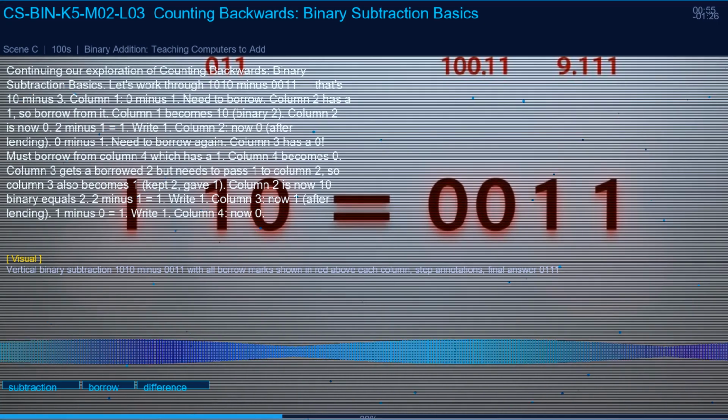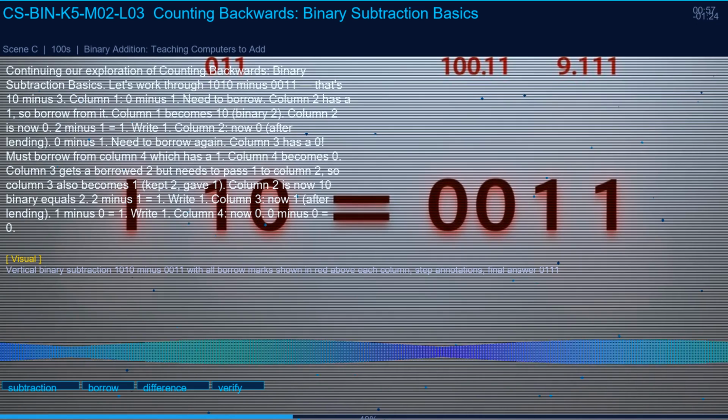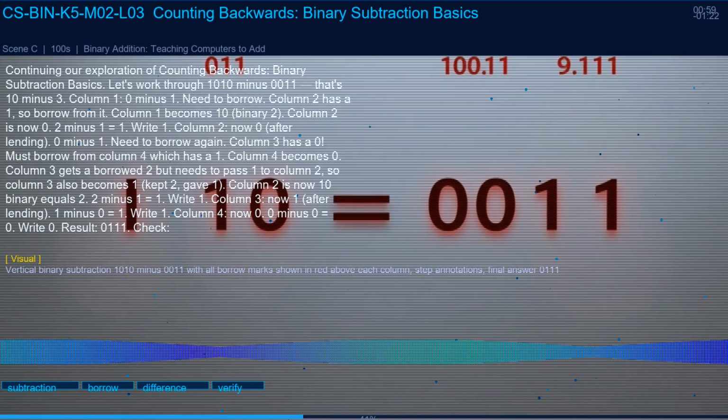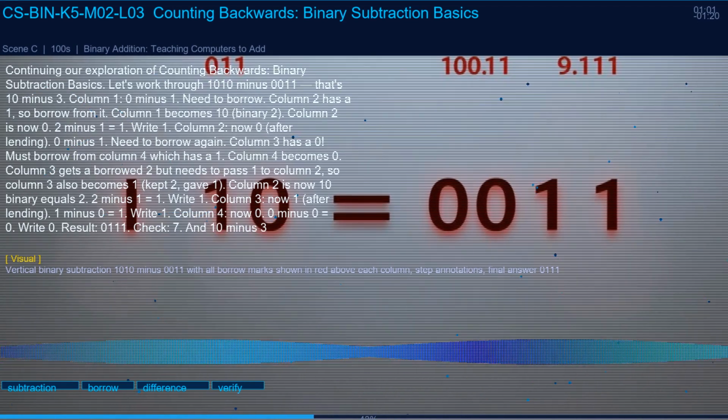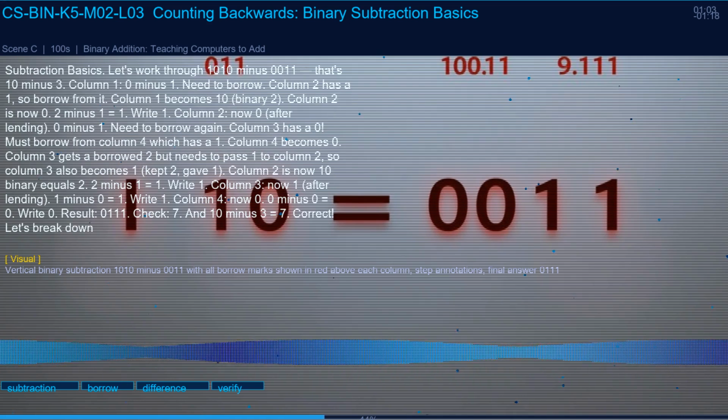Column 2 is now 10, binary equals 2. 2 minus 1 equals 1. Write 1. Column 3, now 1, after lending.